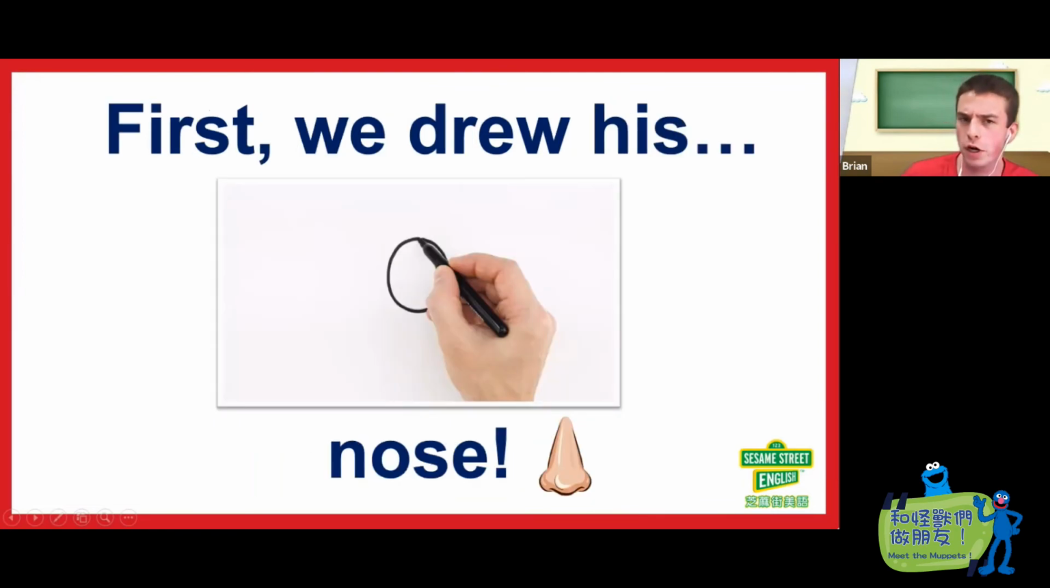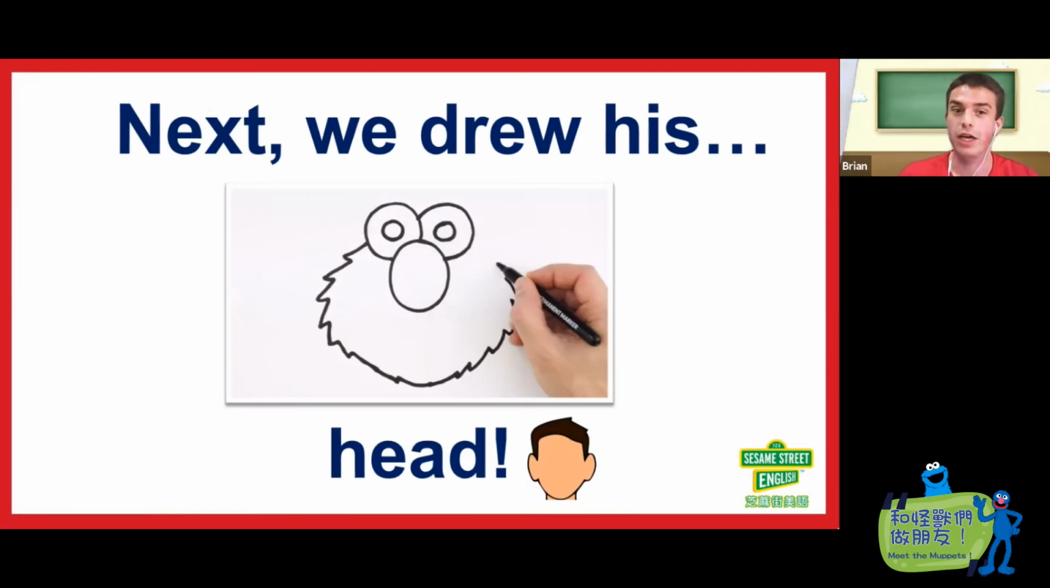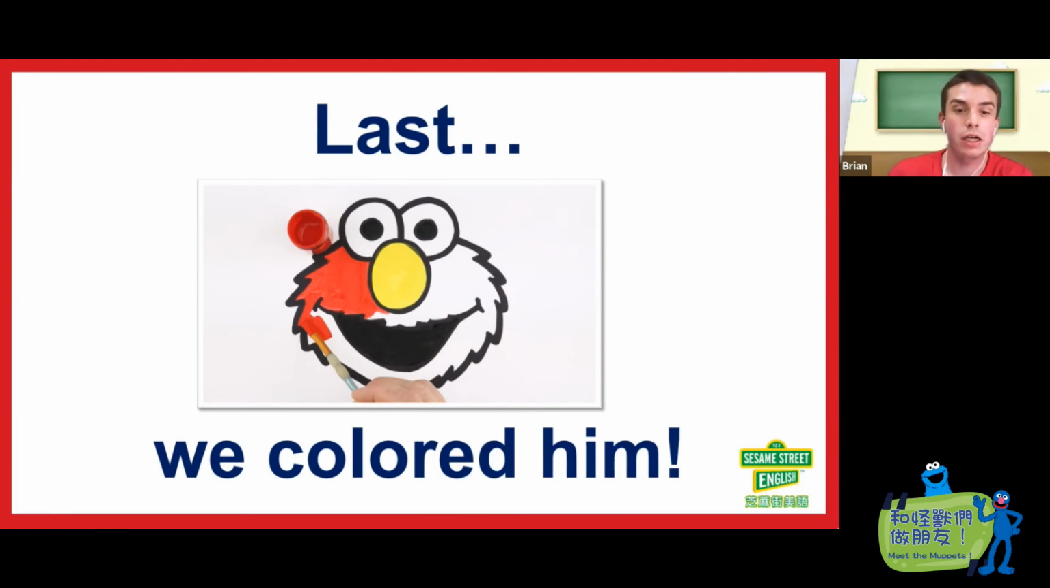So what did we do first? First, we drew his nose, right? All right, what was next? Well, then we drew his eyes. Next, we drew his head, right? And what was after that? After that, we colored him, and we also drew his mouth as well. But last, we colored him.